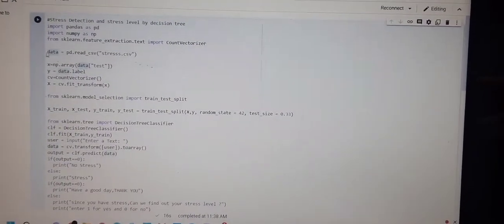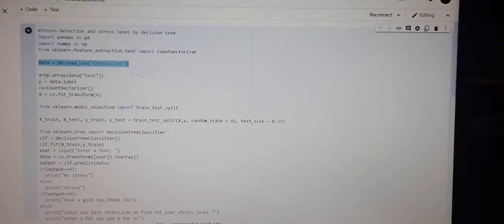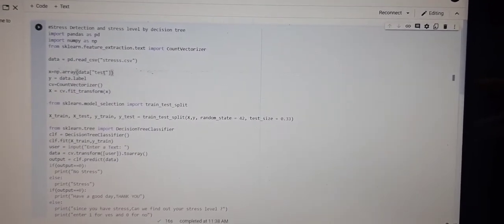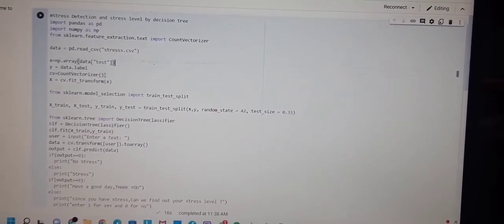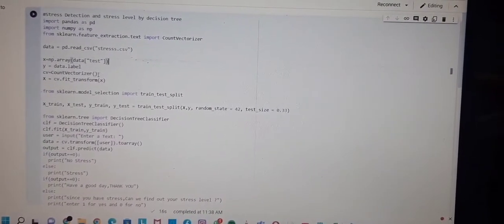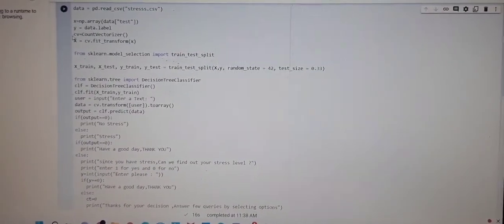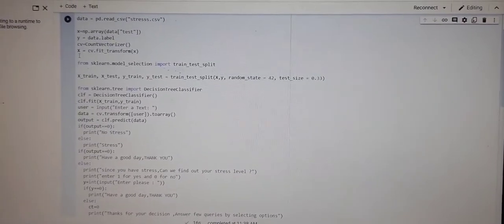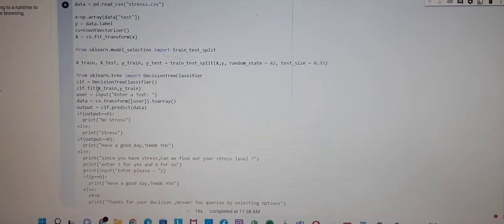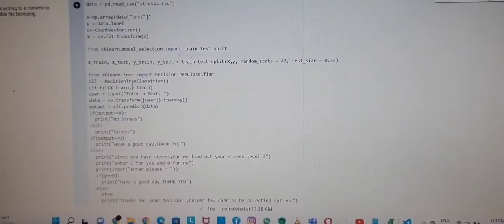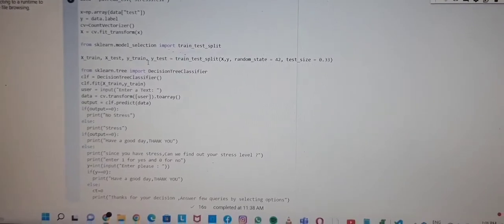And in the second step, we read the CSV file, which is our dataset, and here we converted the column into an array form. Here we assign the CountVectorizer function to a variable so that we can use the fit_transform function, which is used on training data so that we can scale the training data and also learn the scaling parameters. And here we assign the training data and the testing data.